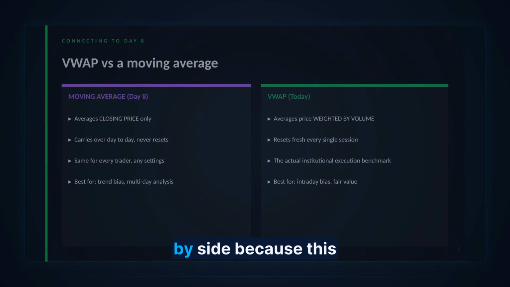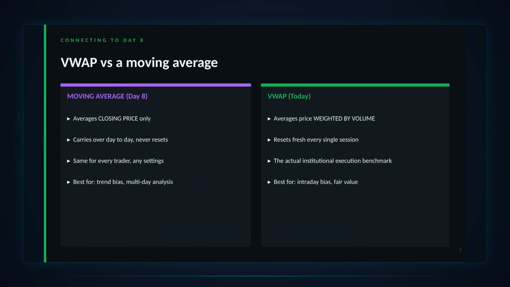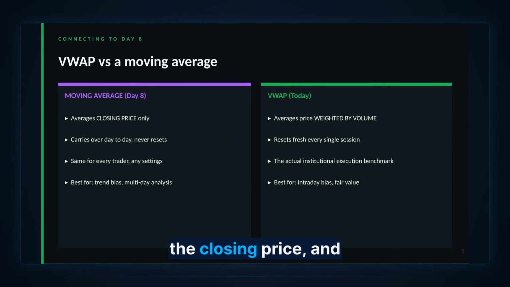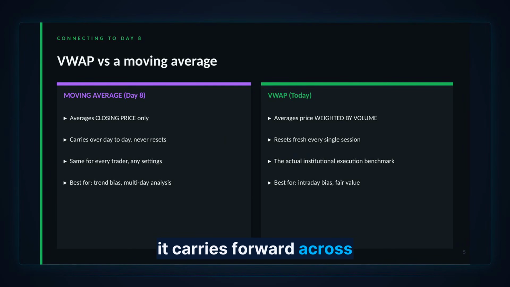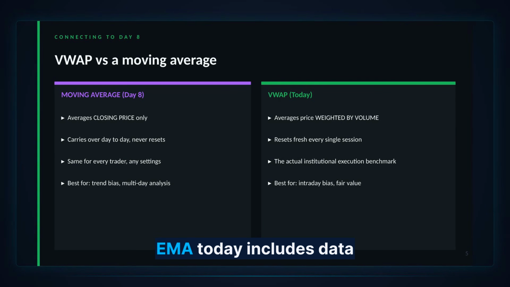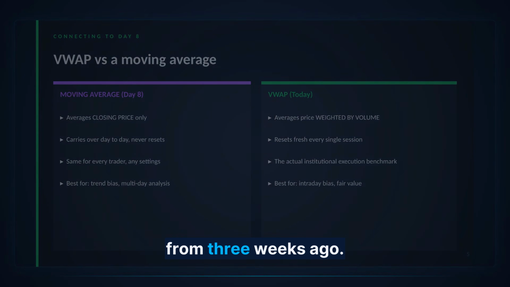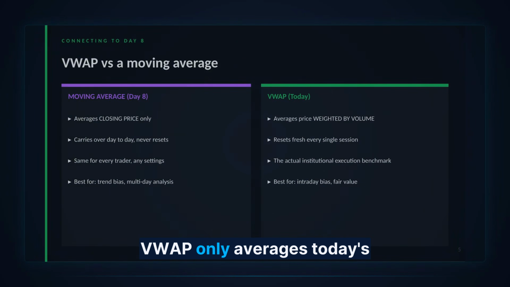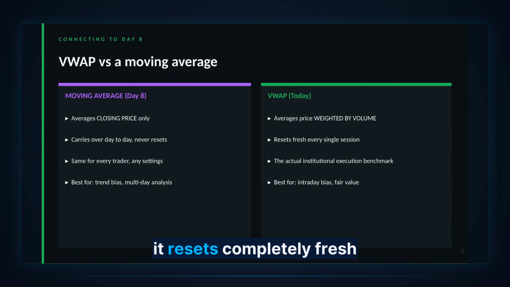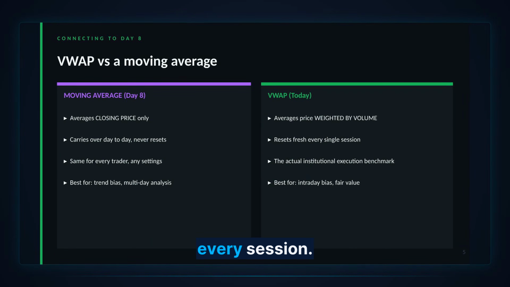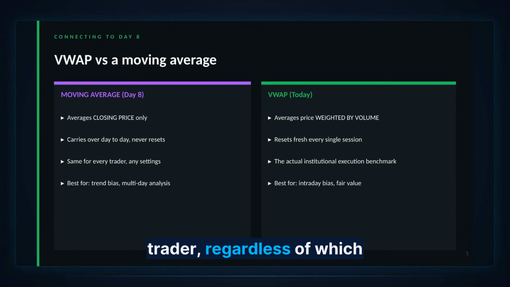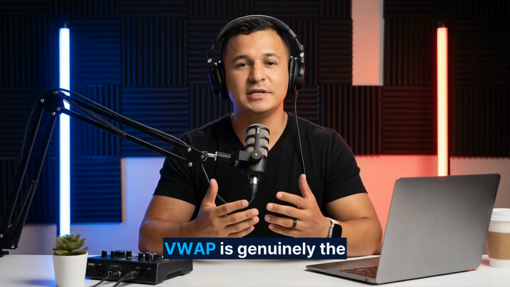Let's put these side by side because this comparison is going to lock everything in. A moving average from day 8 only averages the closing price, and it carries forward across multiple days without ever resetting. A 21-period EMA today includes data from 3 weeks ago. VWAP only averages today's price, weighted by how much volume traded, and it resets completely fresh at the start of every session. A moving average is identical for every single trader, regardless of which session they're trading.